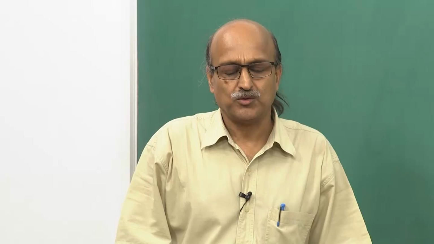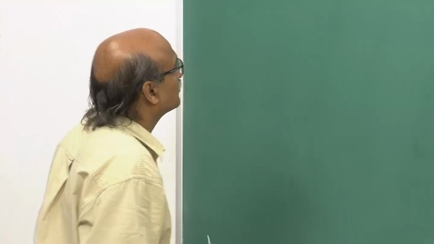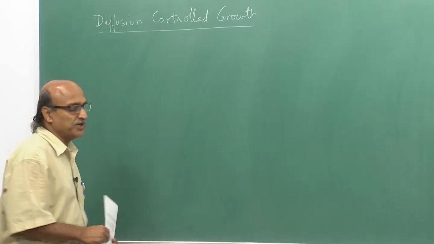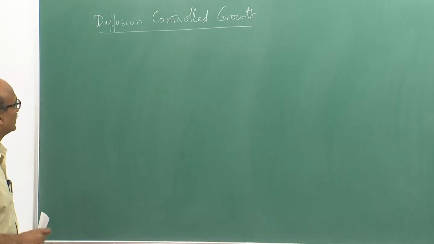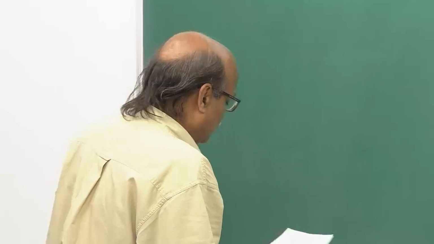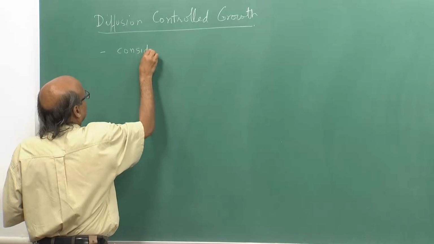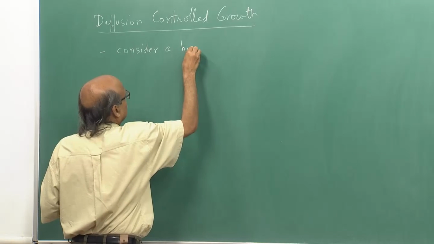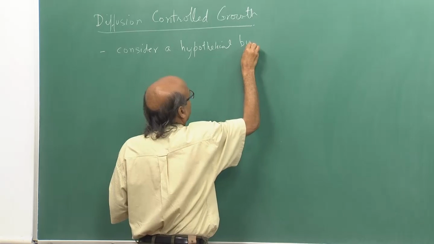So, in the last lecture we were discussing interface controlled growth of a stable nucleus, and now we want to examine diffusion controlled growth, where diffusion processes will be involved in controlling the growth rather than the interface processes. For this, let us consider a hypothetical binary alloy.